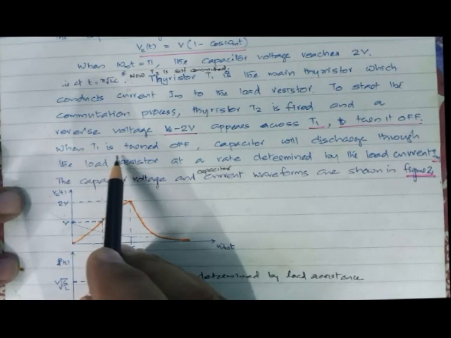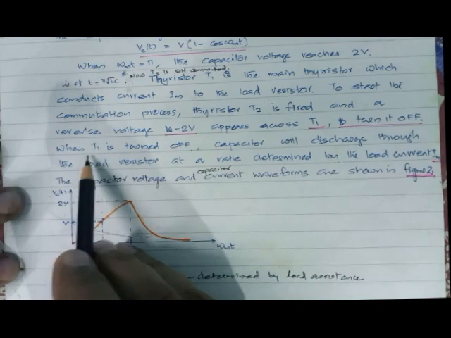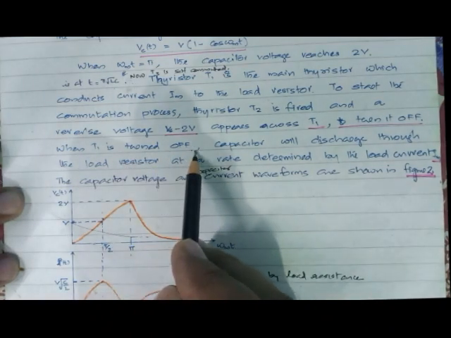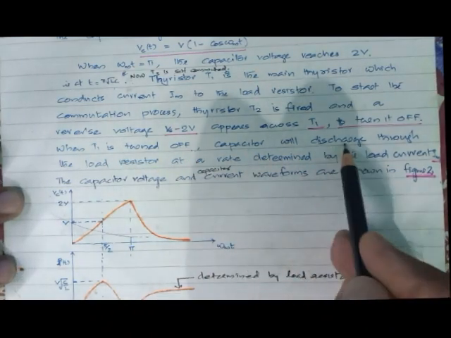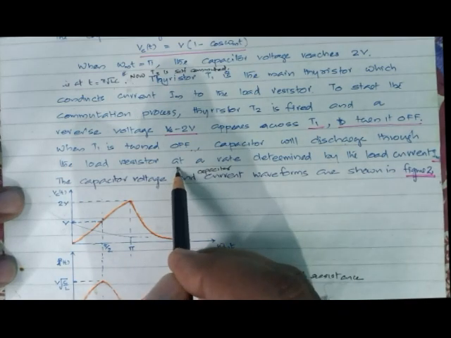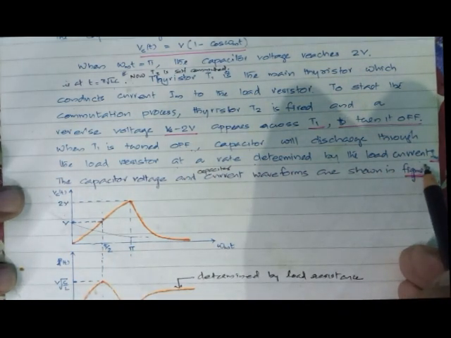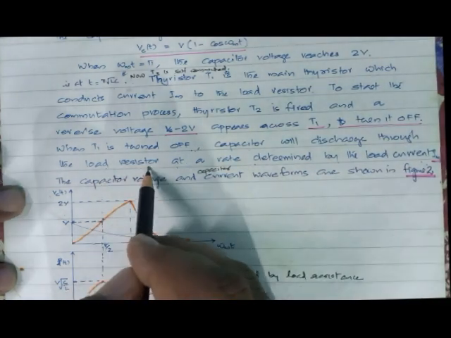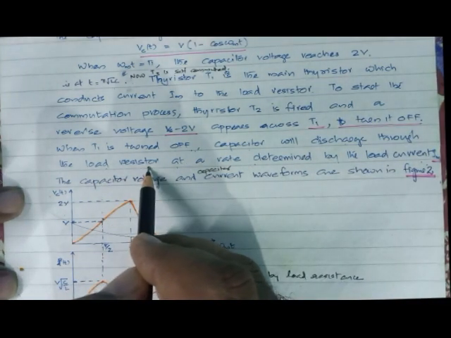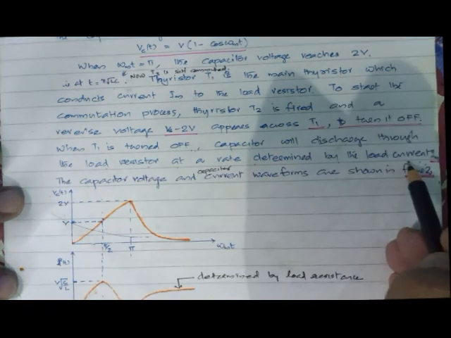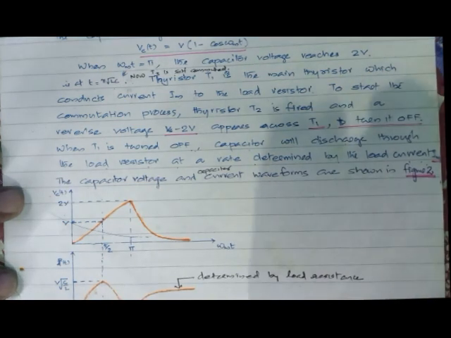When thyristor T1 is turned off, or commuted, the capacitor will discharge through the load resistor at a rate which is determined by the load current. The load current is determined by the load resistor in fact. If the load resistor has a high value, the load current will be small and vice versa.